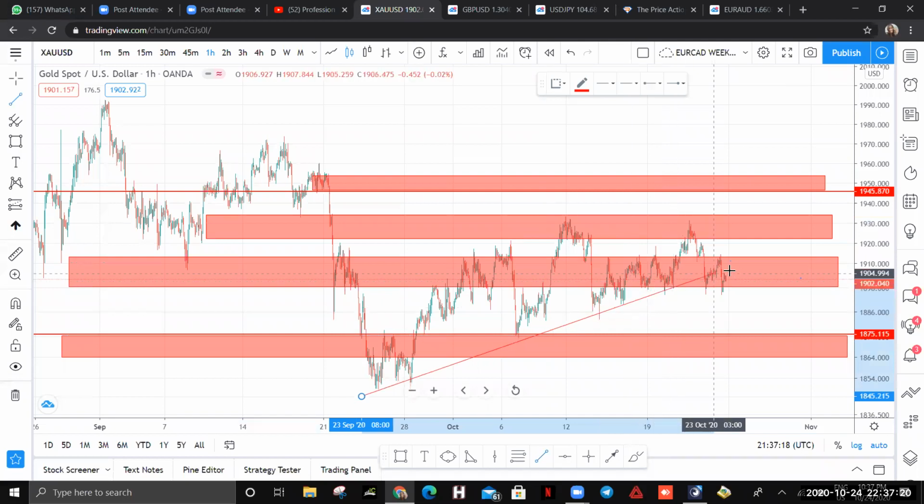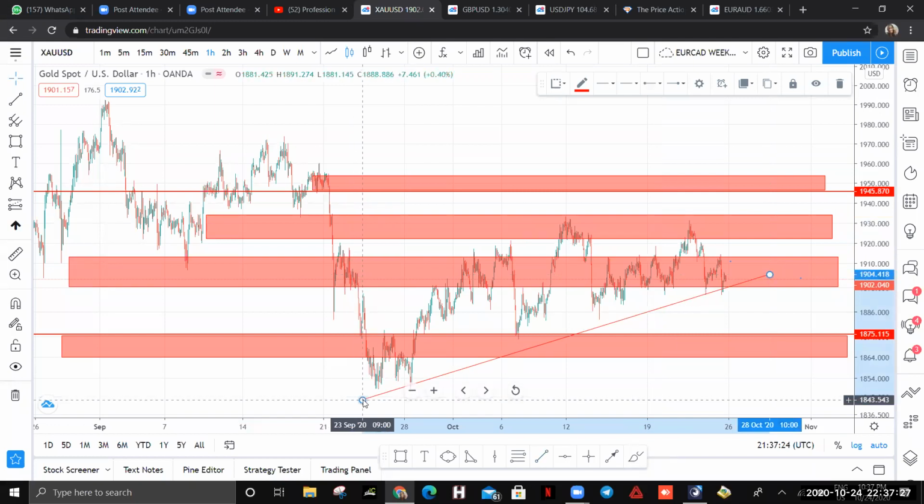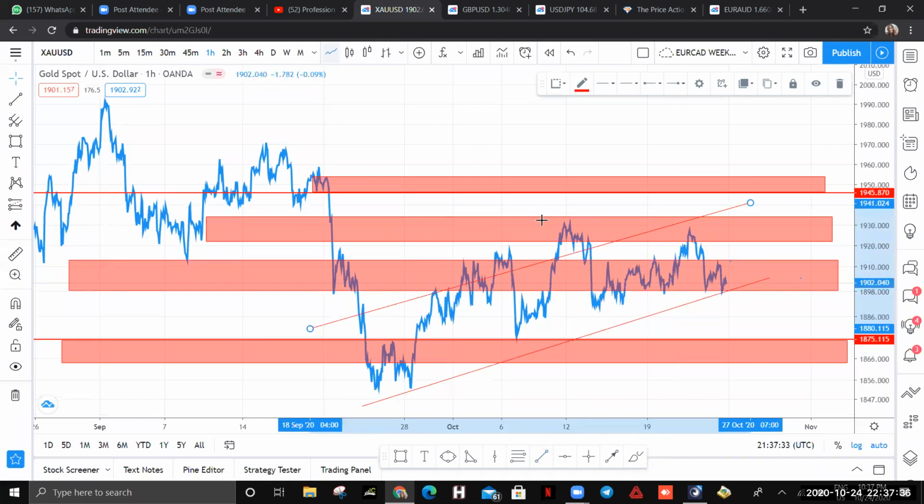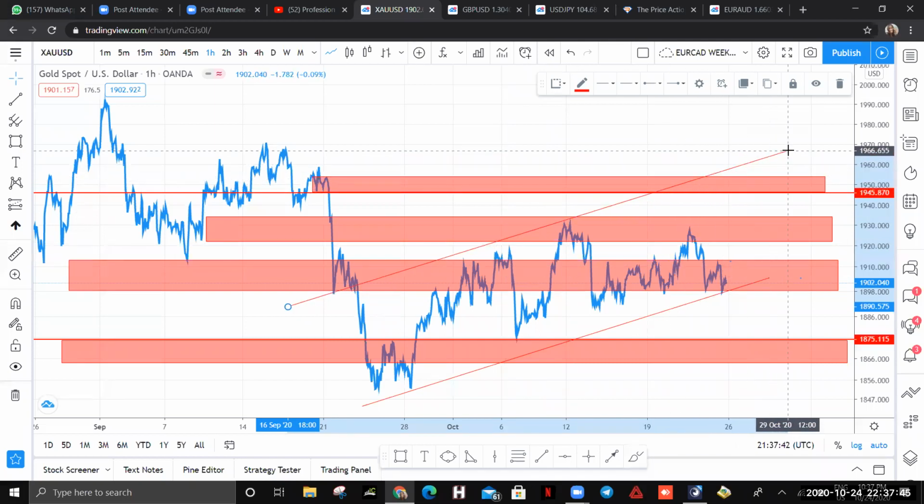Let me draw a trend line. For those who understand channel, I don't want to bombard you with different strategies. It will just make you very confused. Everything is support and resistance. Whether you're using trend line or anything else, they all fall within the support and resistance zone. Price respects it a lot. Doesn't matter what you're doing.